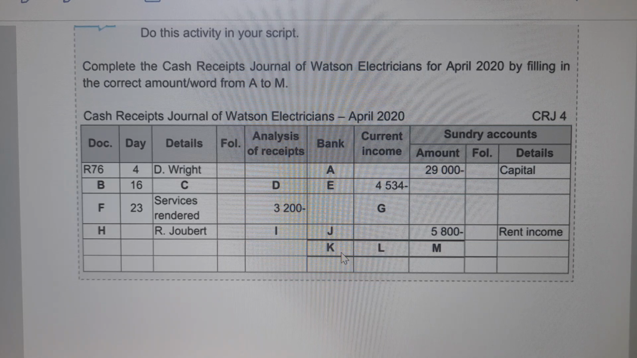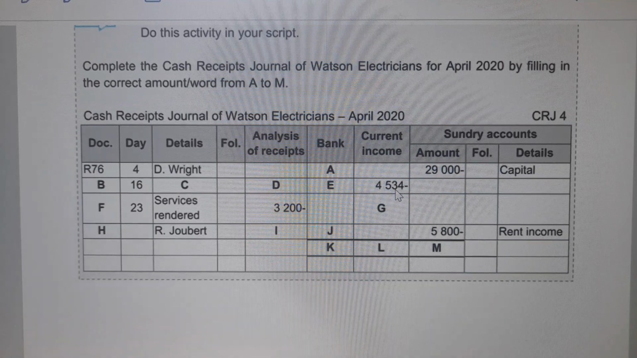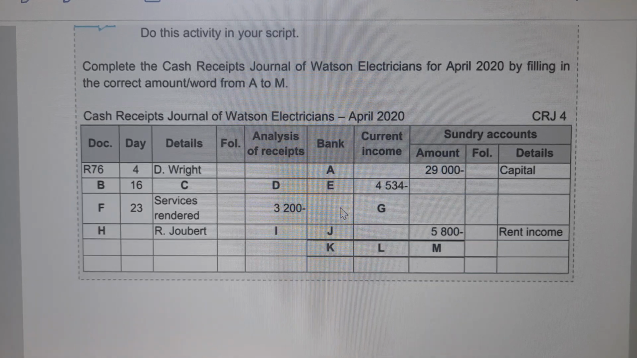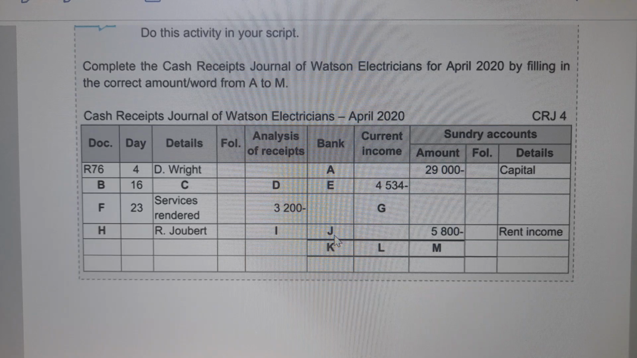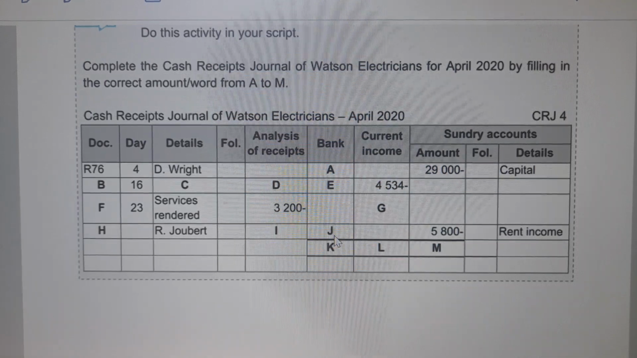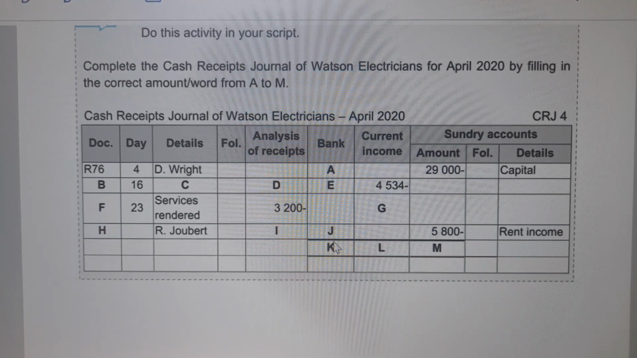Then we can total the columns. Total the column for bank, we will add this amount. It will be 29,000 plus 5,300 and 4,534, and this column here will be 3,200, and here it will be 5,800. So we need to quickly add in these amounts. The total will be 42,534, and that will be column K.